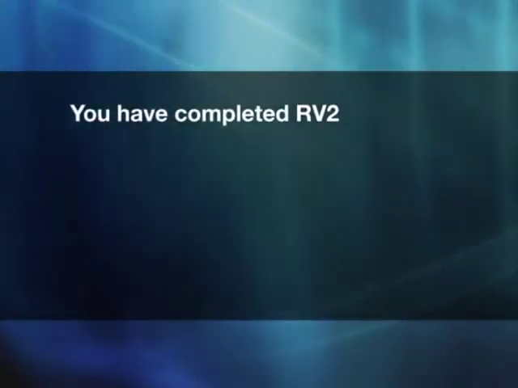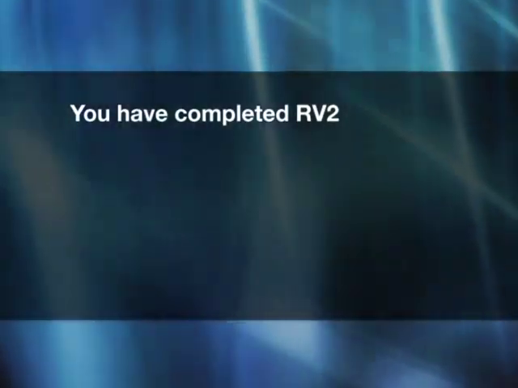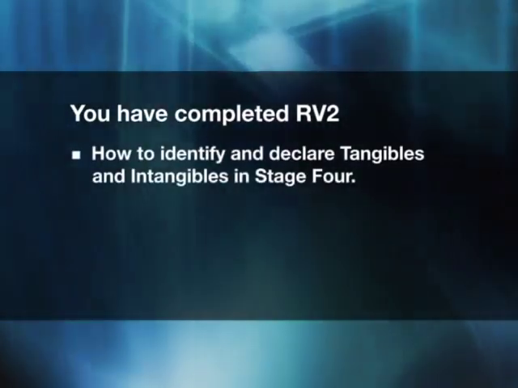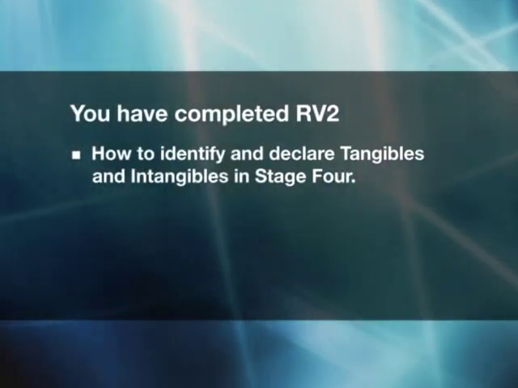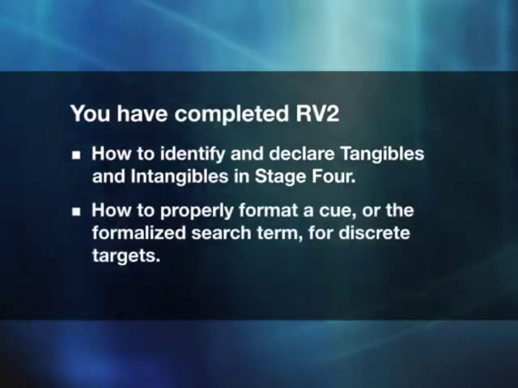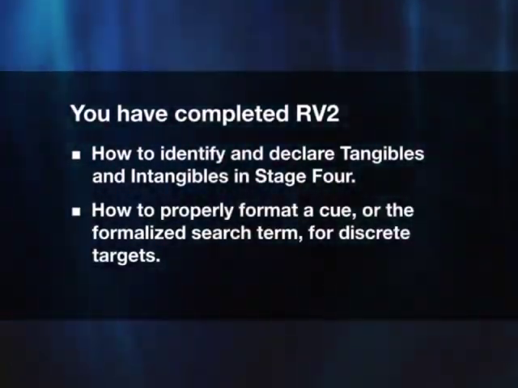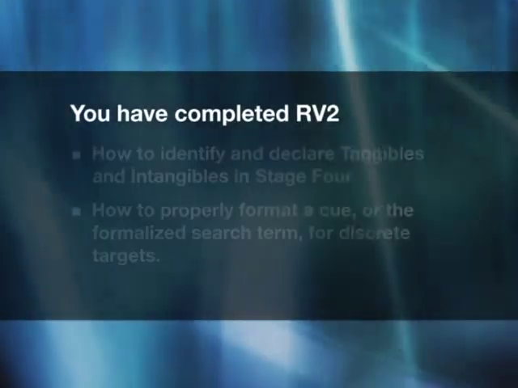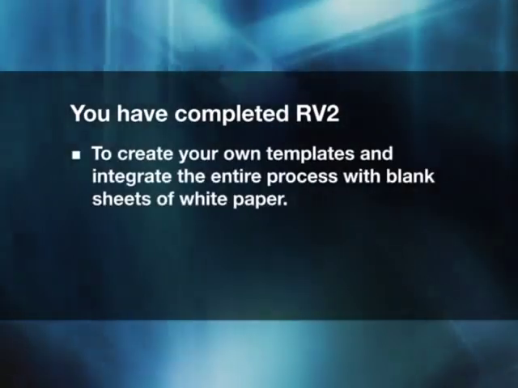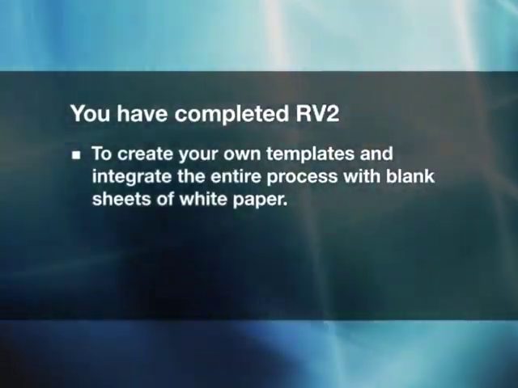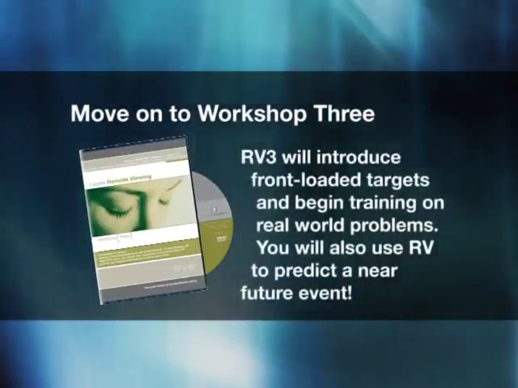Congratulations! You have completed Workshop 2. In this RV training disc you learned how to identify and declare tangibles and intangibles in Stage 4, how to properly format a cue, or the formalized search term for discrete targets, and how to begin executing RV sessions utilizing blank paper. On Disc 3 of this course, you will learn to remote view front-loaded targets.